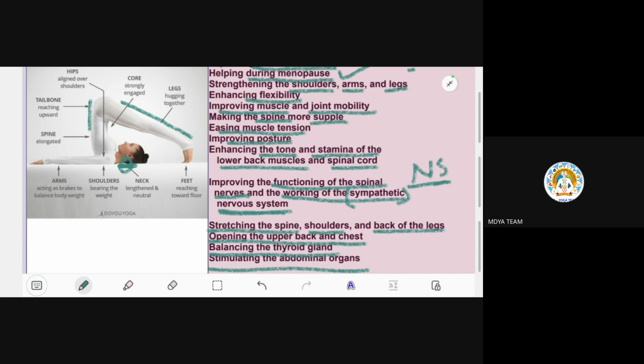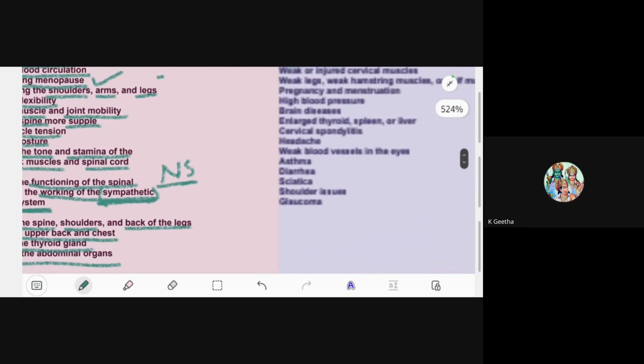The nervous system which governs all this is the sympathetic nervous system. Though the whole nervous system is governed by this, the major part I am talking about is this area. Now the question is clear, ma'am.